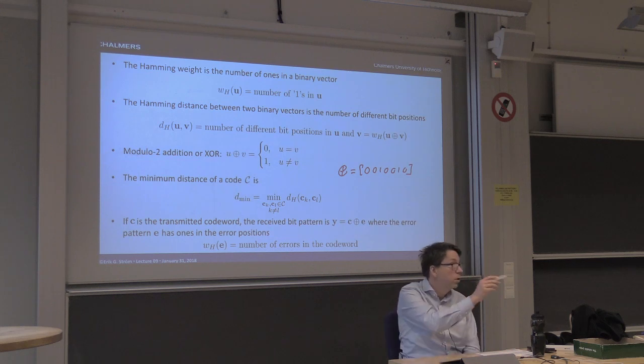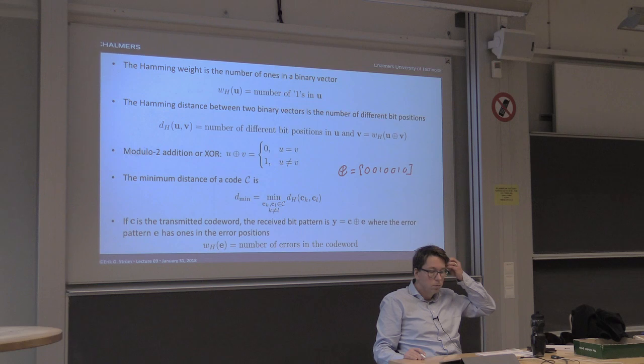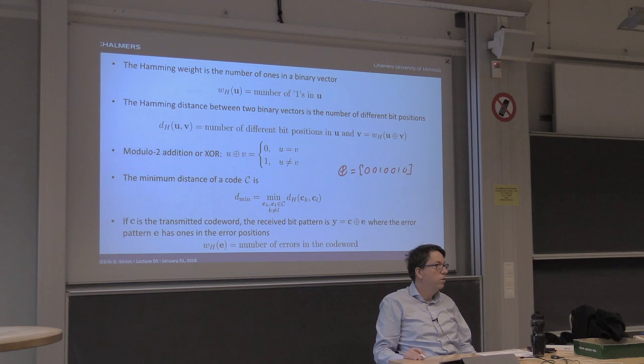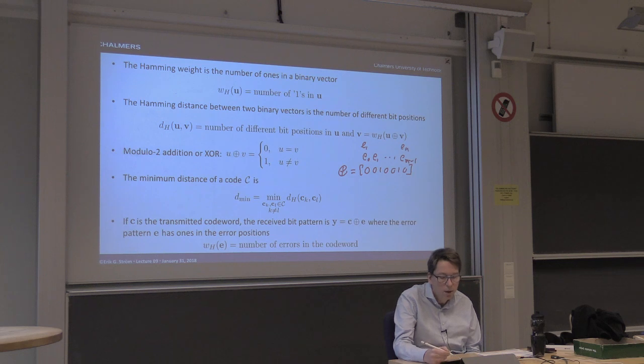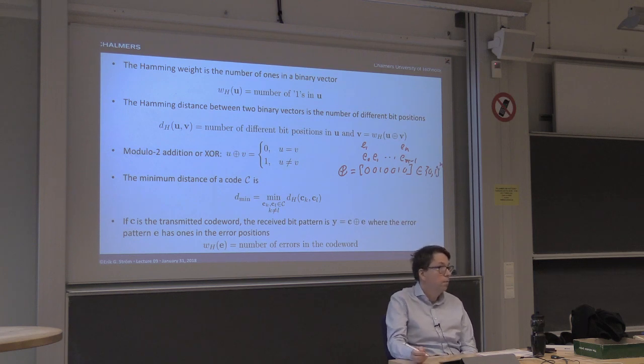Question? Yeah, the notation you have for the E there, is that just to denote that it's a vector? Yeah, so the boldface E is a vector, where the individual elements of the vector are E0 up to En minus 1, or sometimes it's E1 for the first one and then En for the last one. So this is a binary vector, 0 and 1, and there's N of those.